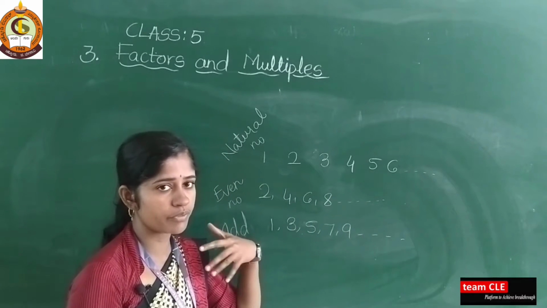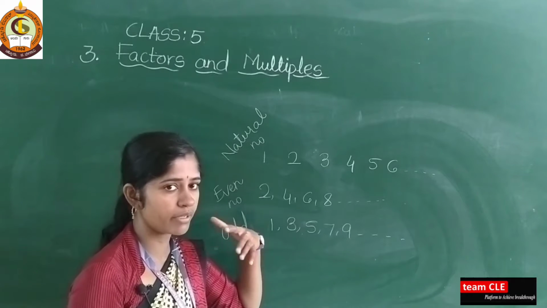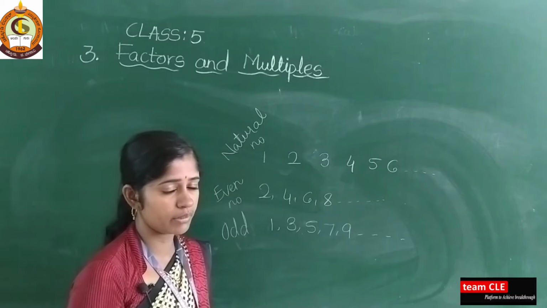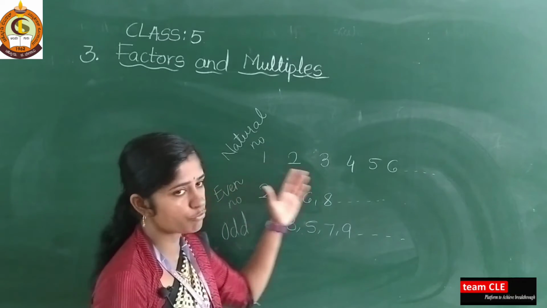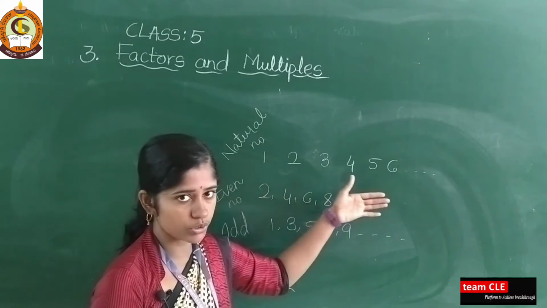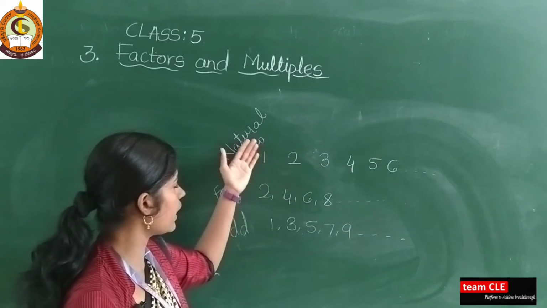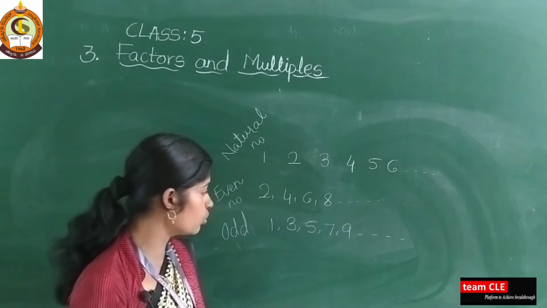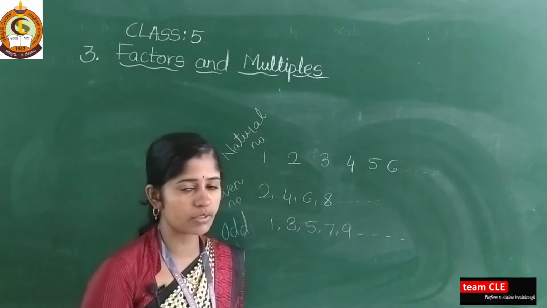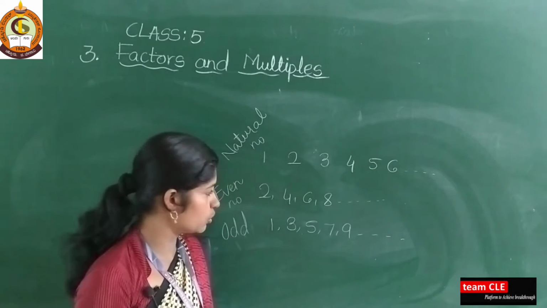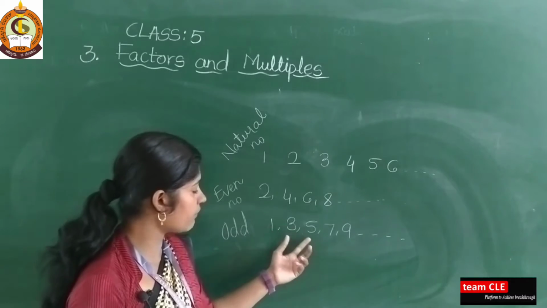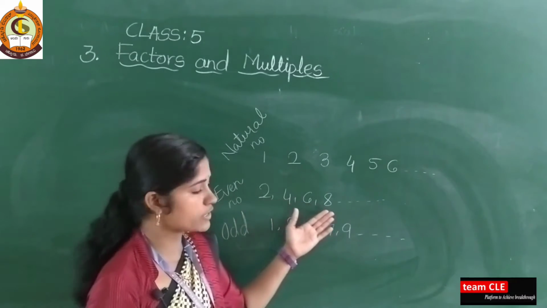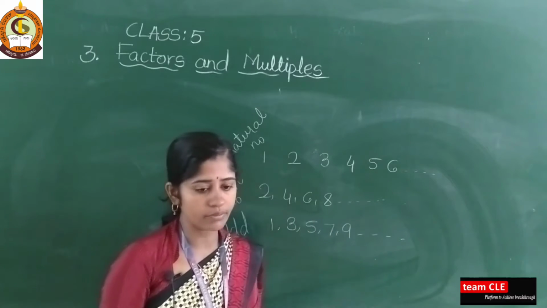Here, dear students, natural numbers mean 1, 2, 3, 4, which come naturally. We do not start with 0. When I ask you to say natural numbers, they come in one flow: 1, 2, 3, 4, 5, 6, 7, 8, 9, 10. So they are natural numbers. Even numbers are the multiples of 2, and odd numbers are not multiples of 2. Here 1, 3, 5, 7, 9 are examples of odd numbers, and 2, 4, 6, 8 are all even numbers.